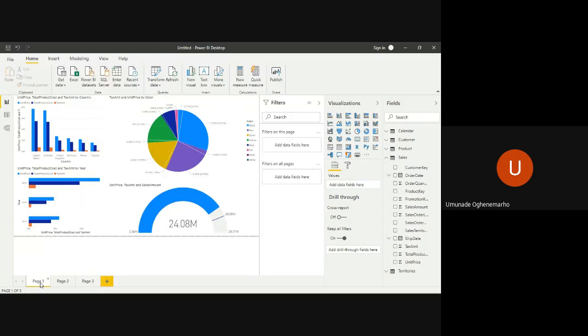Filtering can be done across three levels: on the entire page, which affects the page that we're working on; on all pages, which will affect all pages that we're going to create; and on the particular visual selected. So let's select a visual.